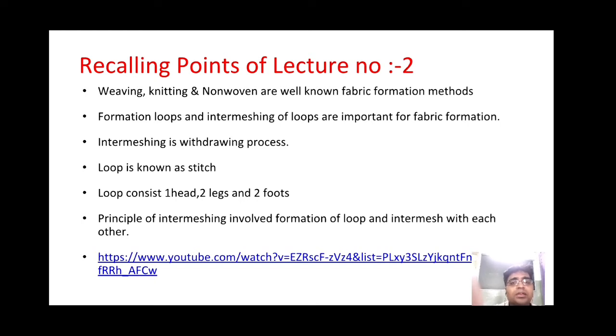Now there is one video which is going to explain to you the formation of loops and the formation of intermeshing. So try to see this video and observe the actions very carefully, because once you see this video you will get a very clear idea of knitting, how knitting takes place. So I am going to start this video, so try to see it.